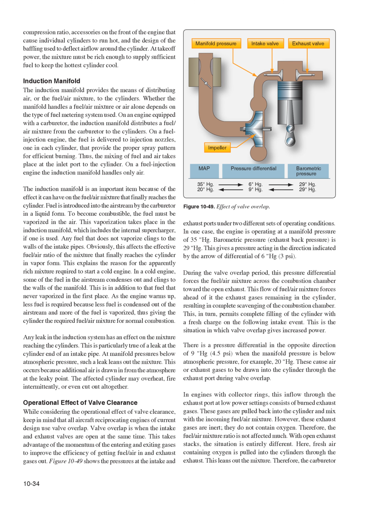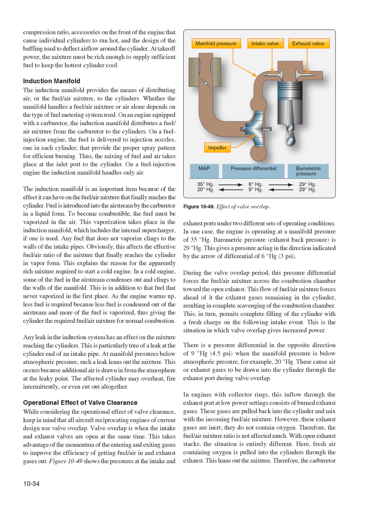and exhaust gases out. Figure 10-49 shows the pressures at the intake, and in one case, the engine is operating at a manifold pressure of 35 inches Hg. Barometric pressure, exhaust back pressure, is 29 inches Hg. This gives a pressure acting in the direction indicated by the arrow of a differential of 6 inches Hg, 3 pounds per square inch.